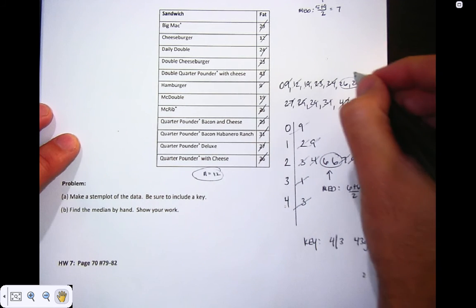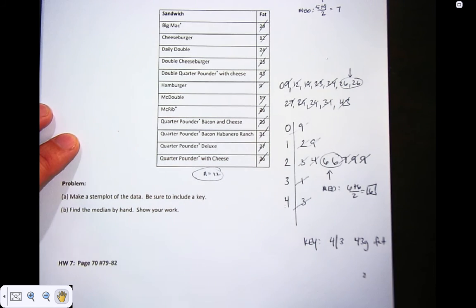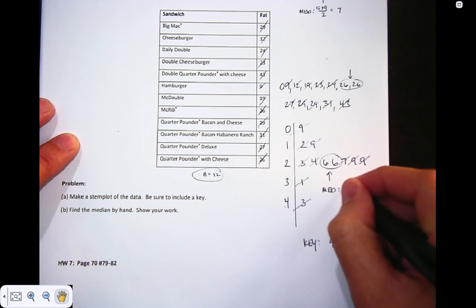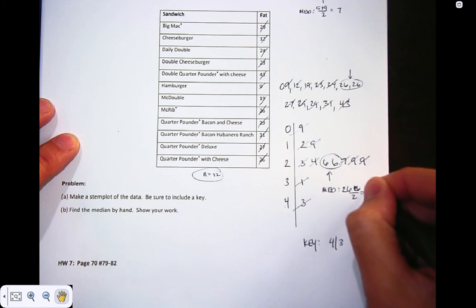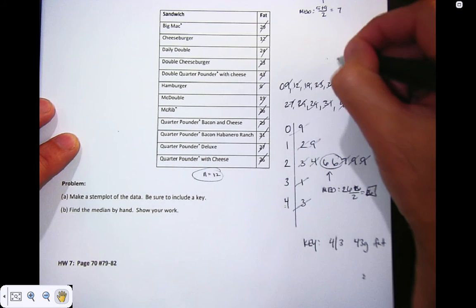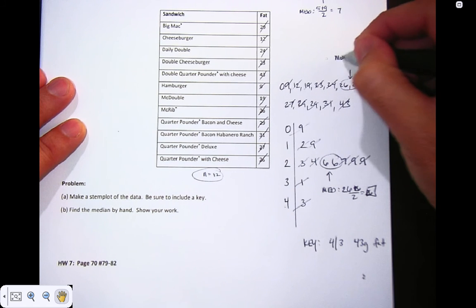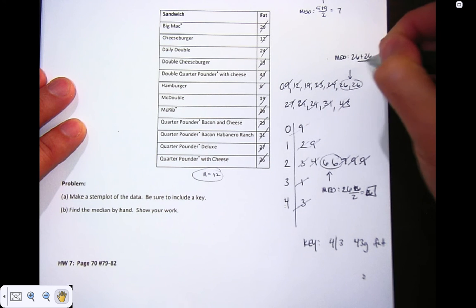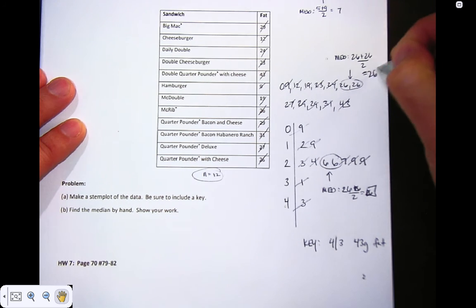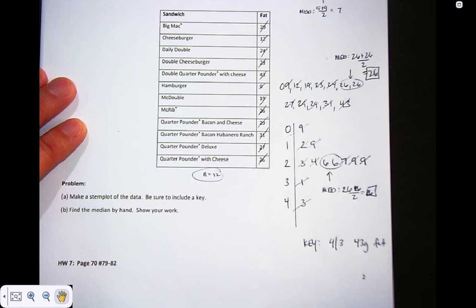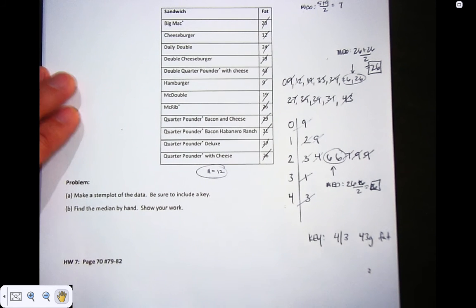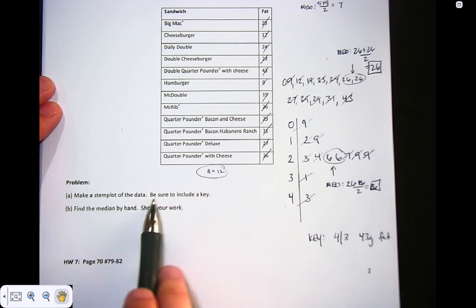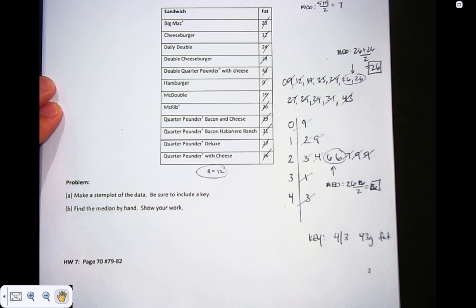So the median, if it's an even number of numbers, would be the center of not 6 and 6, sorry guys, 26 and 26. Okay, this is good that I redid this. We would say, well, it's 26 plus 26 divided by 2, which is just going to be 26. Okay. All right, so we made a stem plot. We included a key and we found the median by hand.